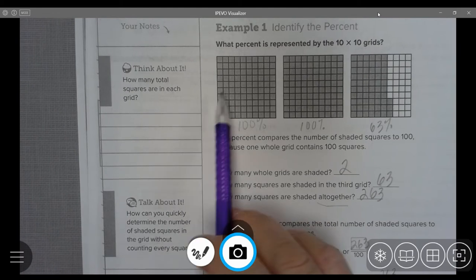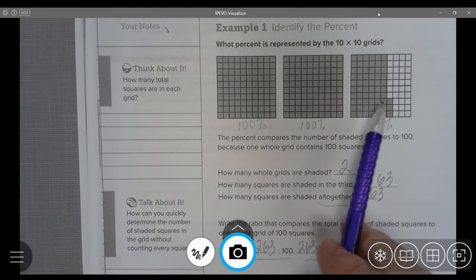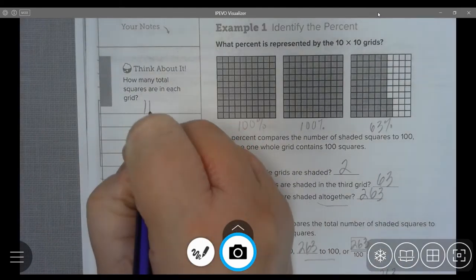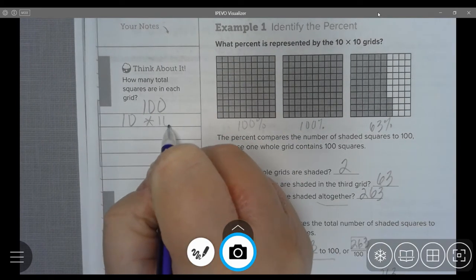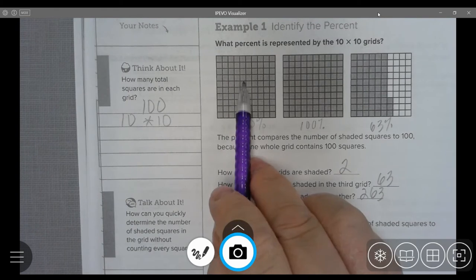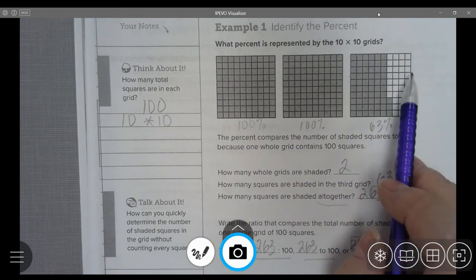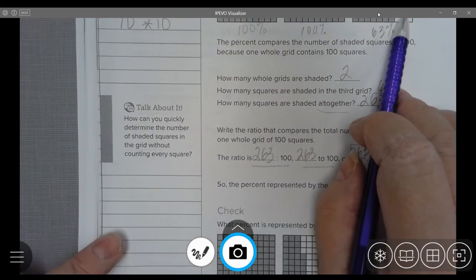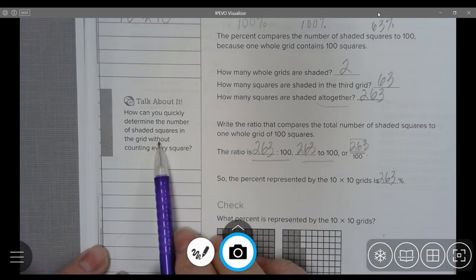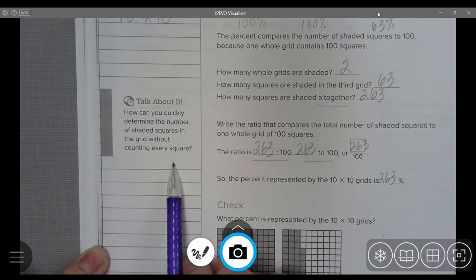So how many squares are in each of these grids? And at this point, we can say 100 because they're 10 by 10. So there's 10 by 10, 100, 100, 100, but 263 are shaded. How can you quickly determine the number of shaded squares without counting every square?